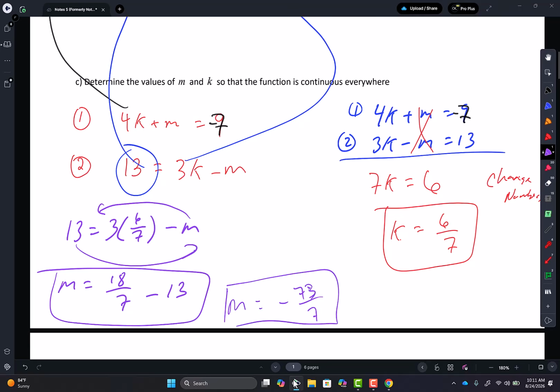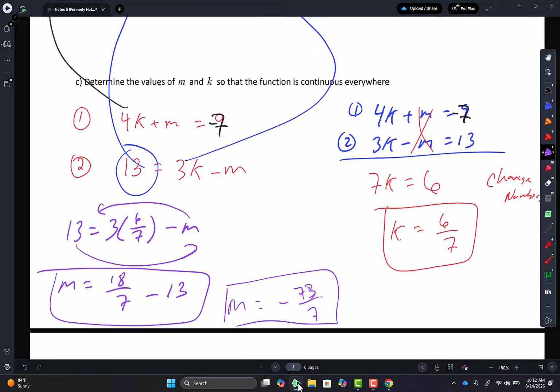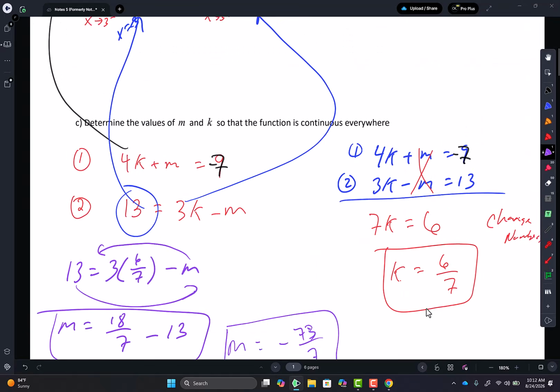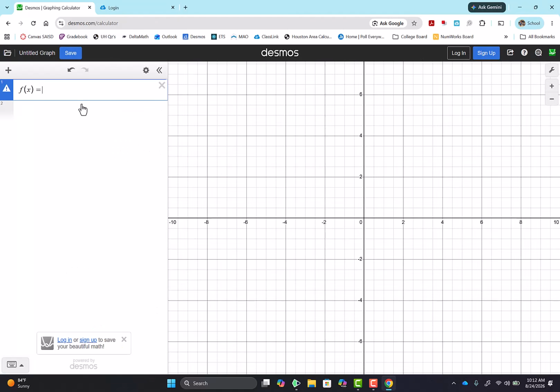All right, check it out, guys. Notice that your K is 6 over 7, and that your M is negative 73 over 7. Are we okay? So watch. Look what happens if I were to graph this. Let me go ahead and graph this in pieces. F of x equals, and what was my top equation? Kx squared. So instead of K, tell me 6 over 7. Look what you did, Ms. Gonzalez. 6 over 7, x squared.